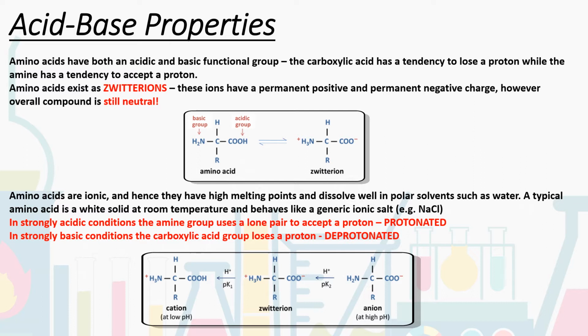In strongly basic conditions, if we put it into a solution of base, for example, it's the carboxylic acid part of it that reacts. It will act as an acid, it will lose a proton and become deprotonated. And that's what we see on the right-hand side here. We've actually made an anion. And then generally at fairly neutral pH, the Zwitter ion is what exists. We've lost the proton from the carboxylic acid, but it's been picked up by the amine group in the same molecule. So it's not a cation, it's not an anion, it's a Zwitter ion. Permanent positive and permanent negative charge, but overall neutral.